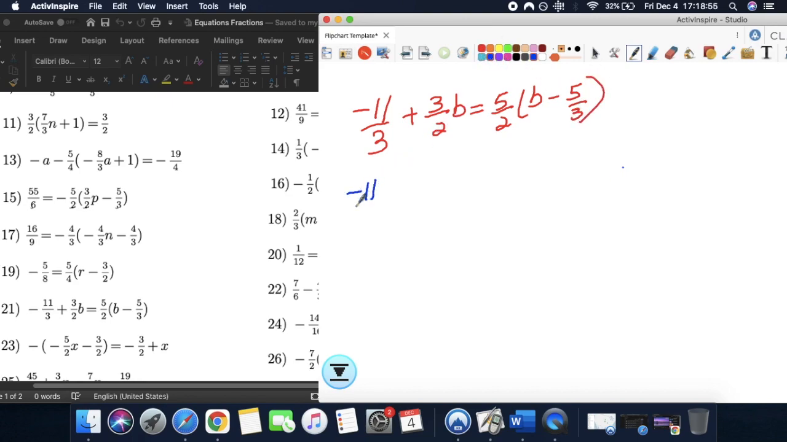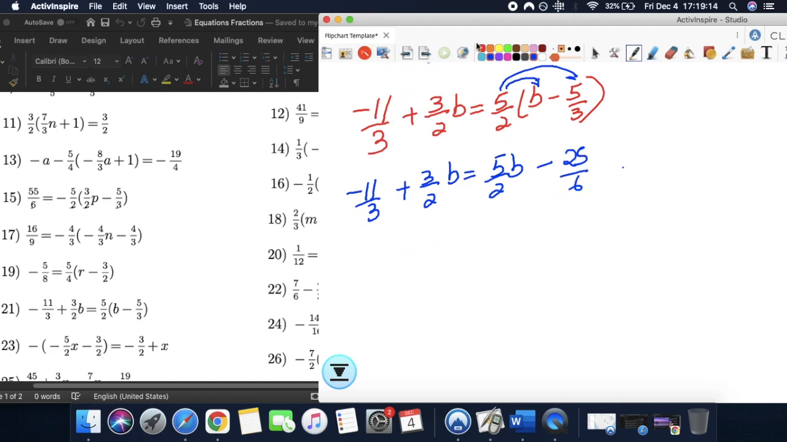So negative 11/3 stays. This doesn't change. 5 over 2 times b is just 5 over 2b. And then positive times a negative is a negative, so this is what I just did in this one. 5 times 5 is 25, and 2 times 3 is 6.